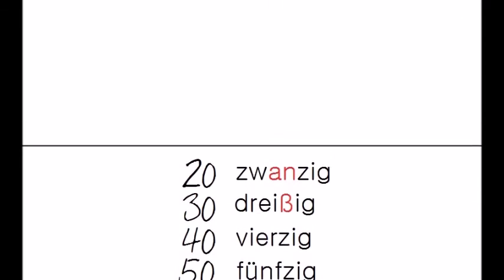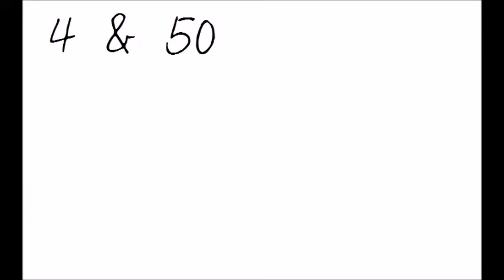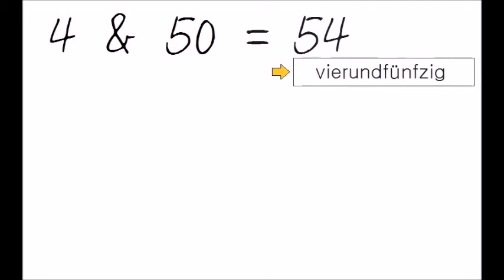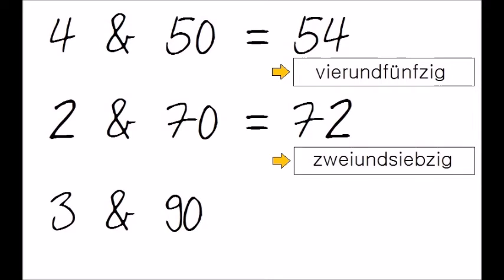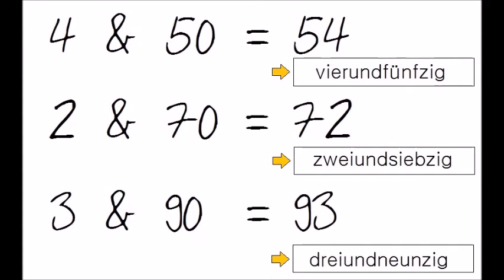Let's look at the numbers in between. How much is 4 und 50? The answer is 54. This is how it's done. Just put the unit first, add und, and then the number of 10. In natural German, the D of und is usually silent. So 2 und 70 ist 72. 3 und 90 ist 93.